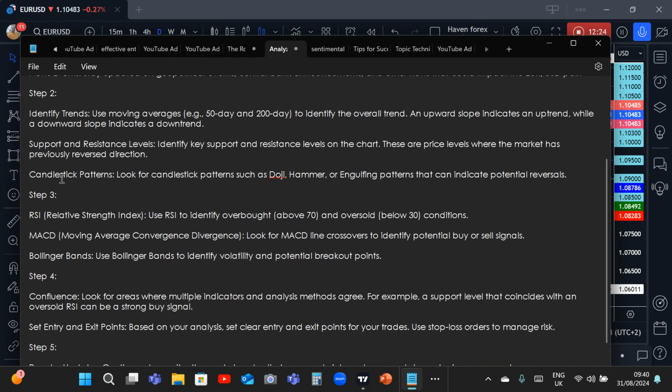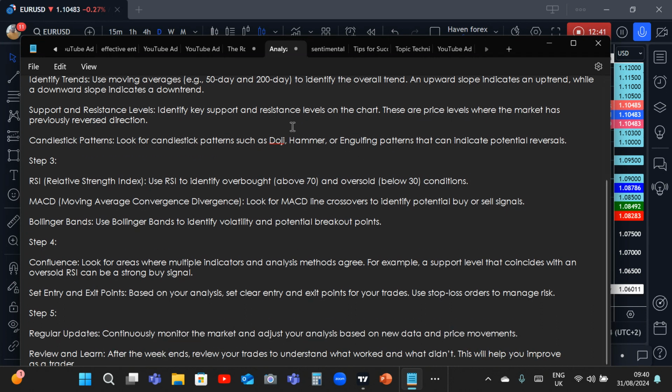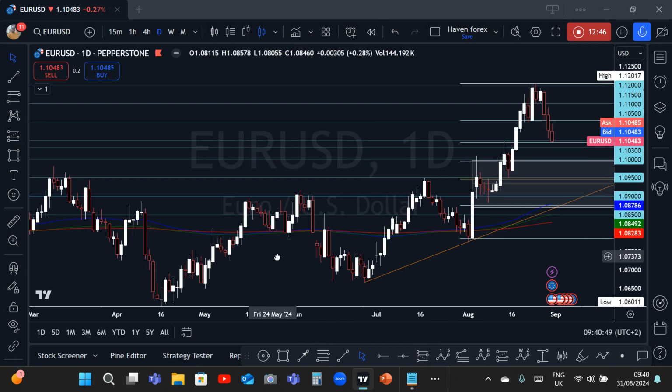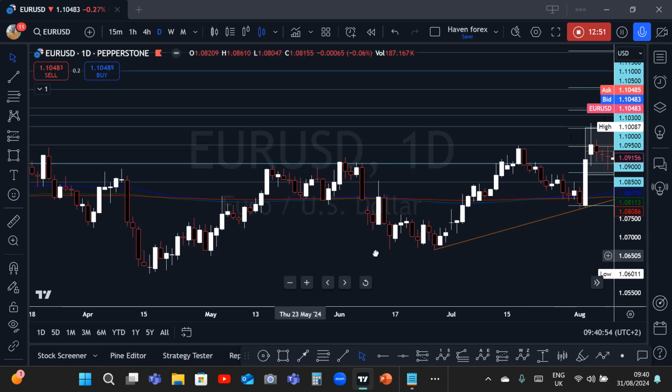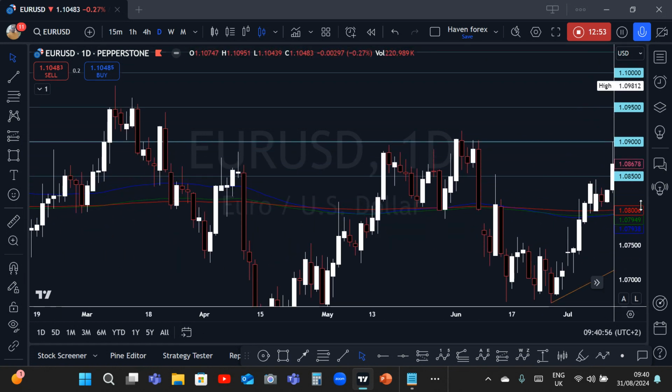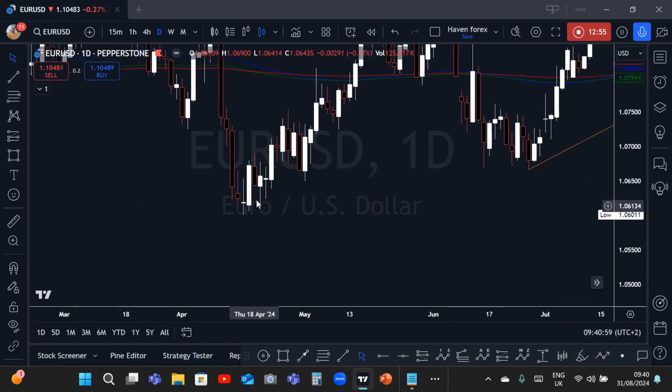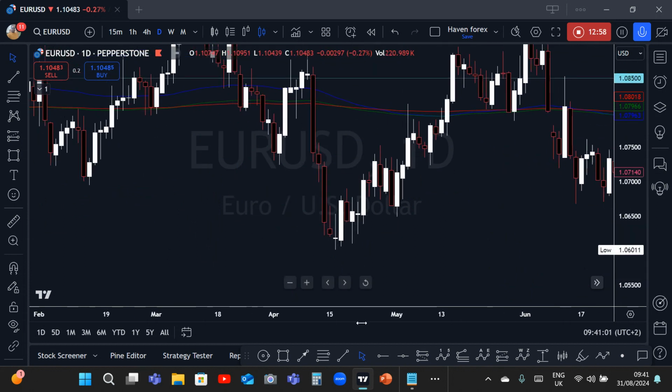Another point is the candlestick patterns. All right. Look for candlestick patterns in your chart, such as the doji, the hammer, or the engulfing patterns that can indicate a potential reversal. So you must watch out for all those things. For a trend to change, there's always a pattern. All right. If you look at this place here, price got to this point. What happened? It forms this thing. All right. There's a pattern here.